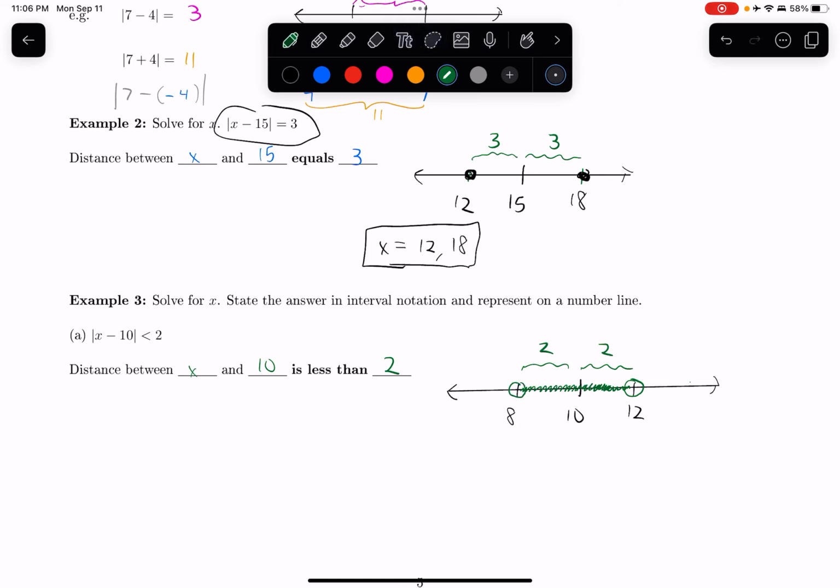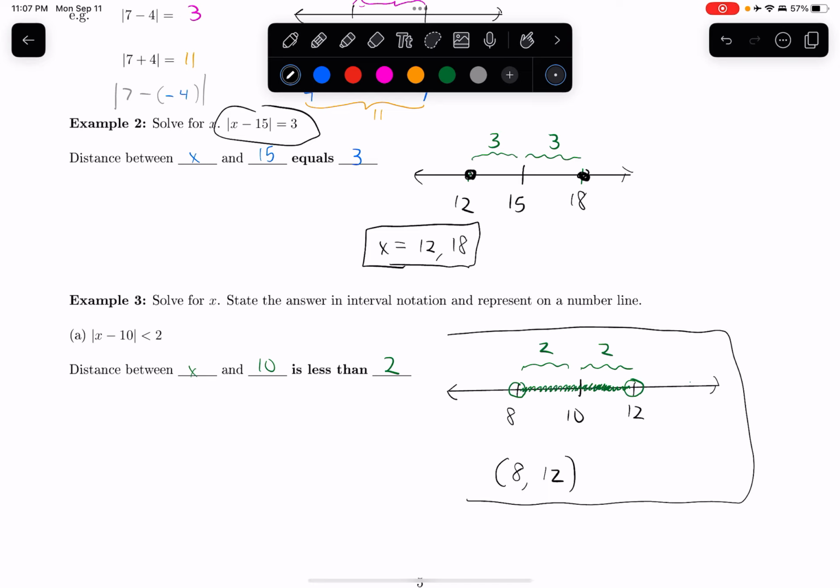Okay, so I'm allowed to go up to 2 units this way to the right, up to 2 units this way to the left, but no further. So I've got my answer shaded on a number line. In interval notation, this is 8 up until 12. The endpoints are both not included. They both have open circles, so parentheses at both. And that's my answer.